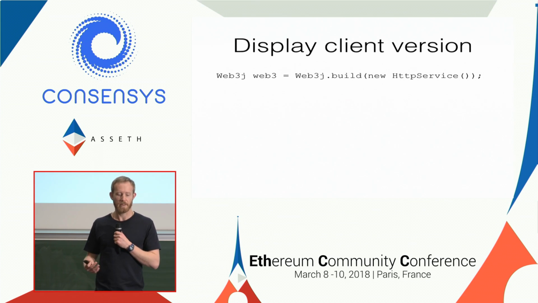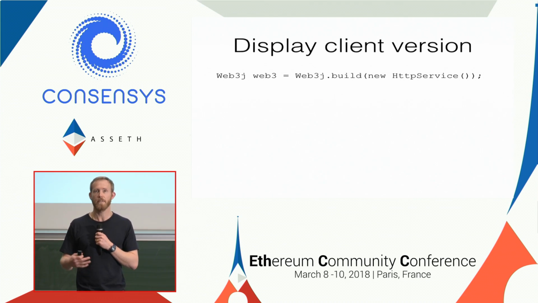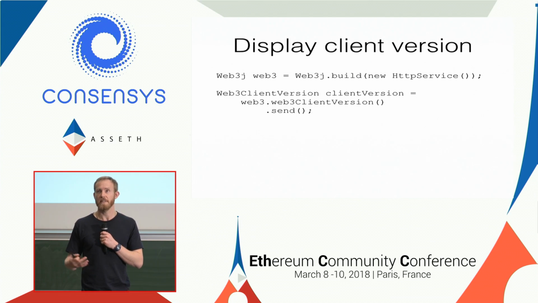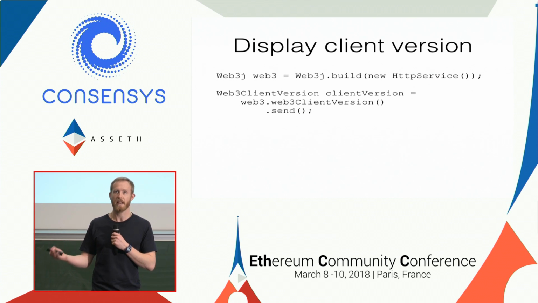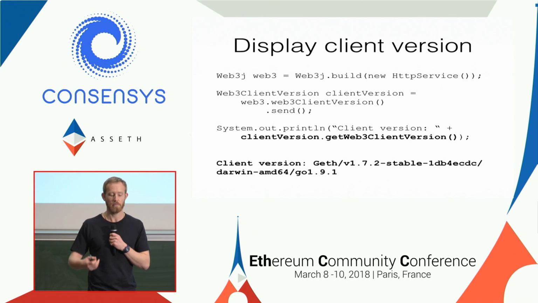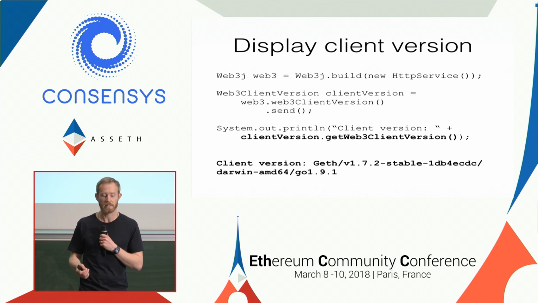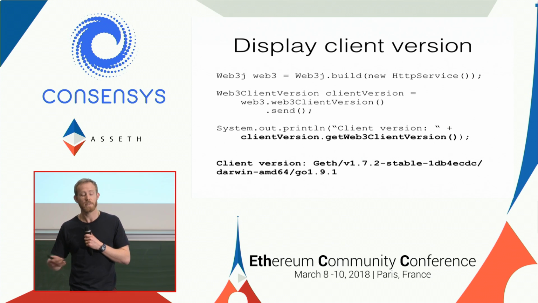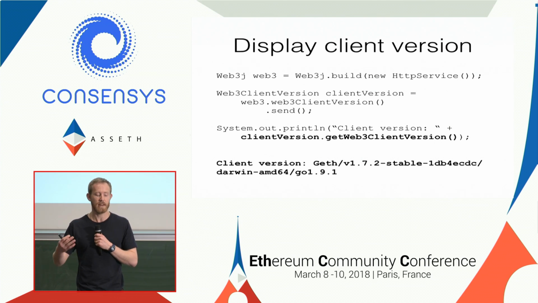Here's a simple example of how you verify connection to an Ethereum client. You basically create a new instance of this Web3j object, and then from there you just send the web3 client version request, and then you can display the client version out on the command line. So that's all that's required. Java's known for being a verbose language, but again, it's trying to do this in a minimal amount of code, while still having all of the benefits of static typing and the mature ecosystem associated with Java.